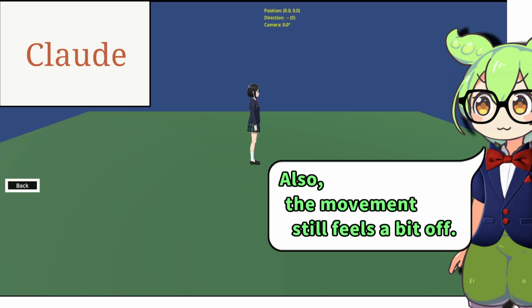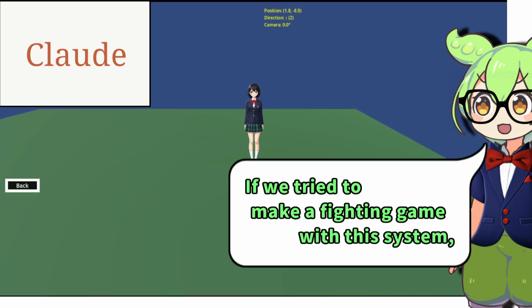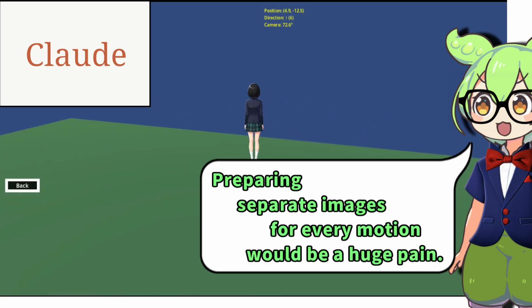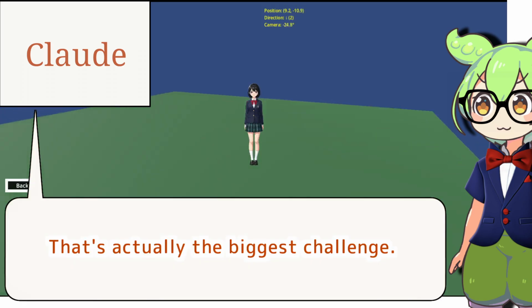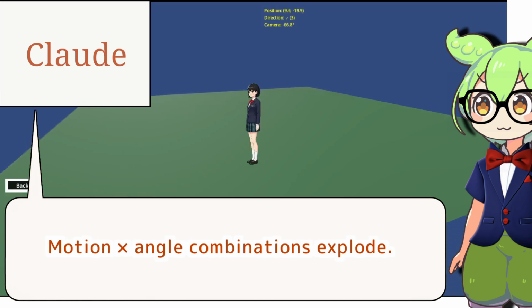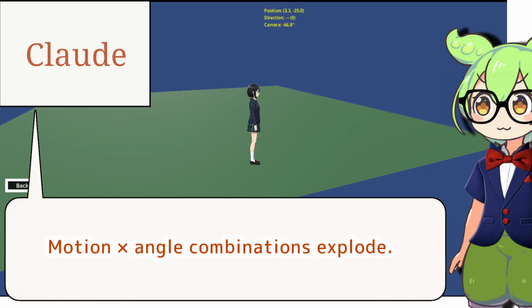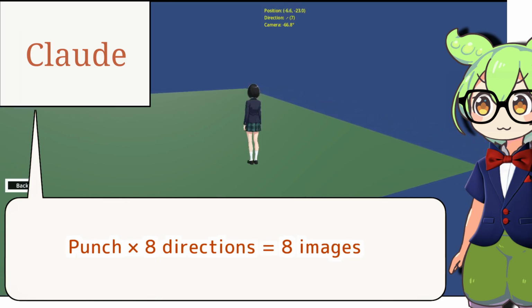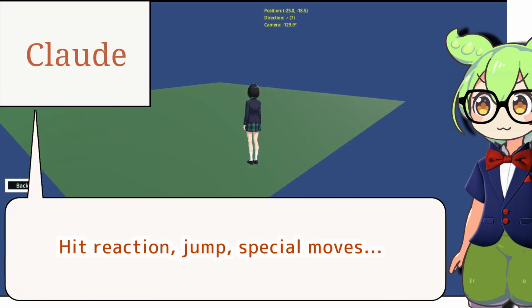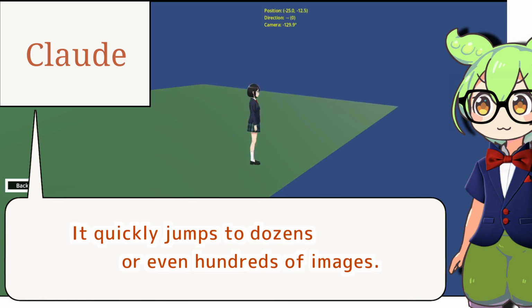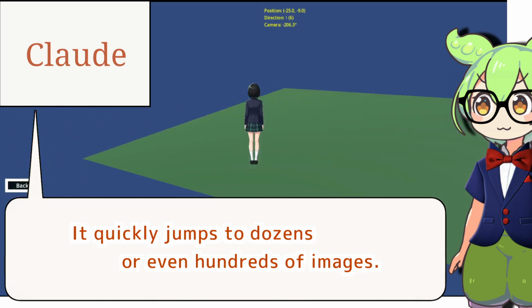Also, the movement still feels a bit off. If we tried to make a fighting game with this system, preparing separate images for every motion would be a huge pain. That's actually the biggest challenge. Motion times angle combinations explode. Punch times 8 directions equals 8 images. Kick times 8 directions equals 8 images. Hit reaction, jump, special moves. It quickly jumps to dozens or even hundreds of images.